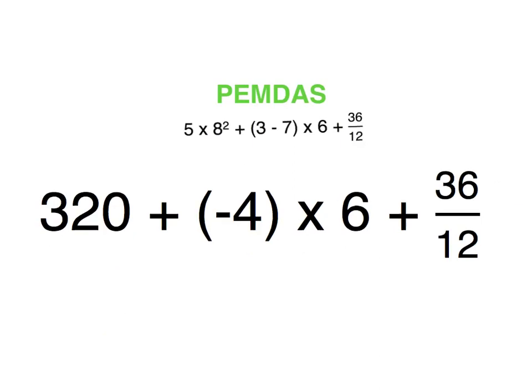Be very careful at this point. A lot of students want to add 320 and negative 4, but we're not ready to add and subtract because we haven't finished multiplying and dividing. So going from left to right, the next multiplication we come to is negative 4 times 6. Negative 4 times 6 is pretty easy to solve because 4 times 6 is 24, and a negative times a positive is a negative.